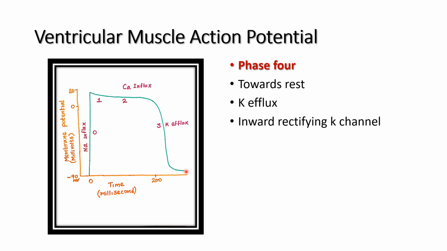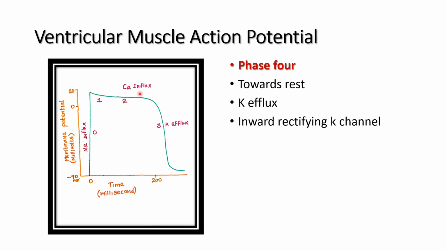Summary of the ventricular muscle action potential. Phase 0 is depolarization, rapid depolarization and overshoot. It is mainly due to sodium influx, opening of the voltage gated sodium channels. Phase 1 is initial rapid repolarization. It is due to the closure of the voltage gated sodium channels and opening of the potassium channel, potassium efflux.